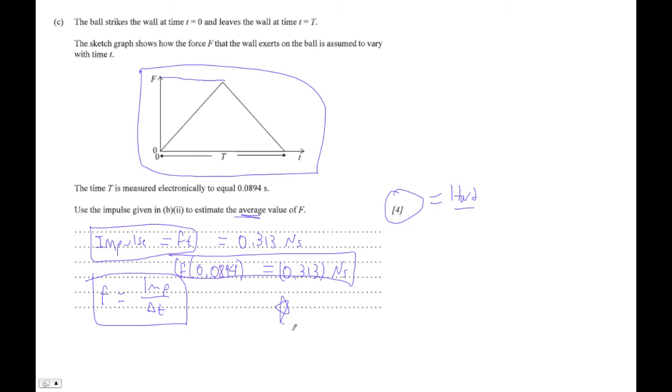Yeah, that's kind of funny. I think they meant to say, what is the peak force? If that had been peak, then you would have had to use an area argument, but as it is, you don't have an area argument.